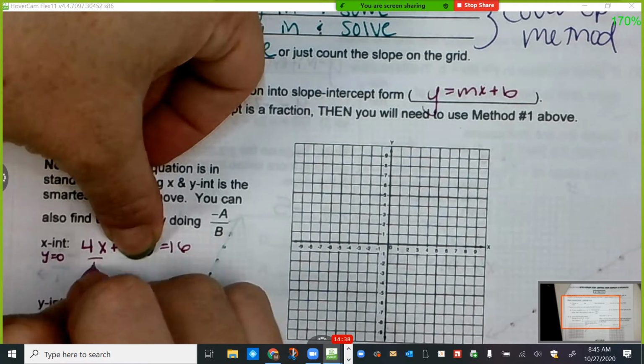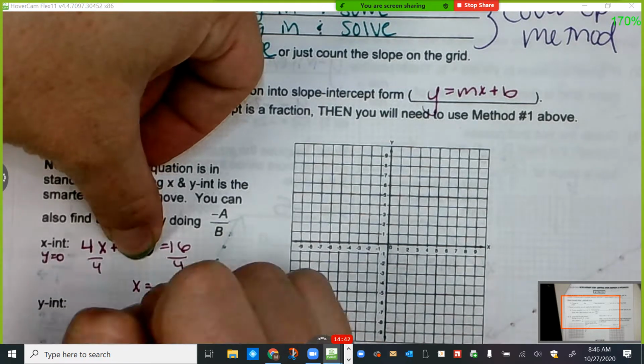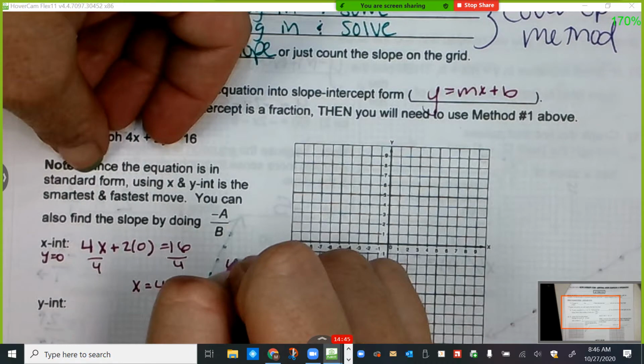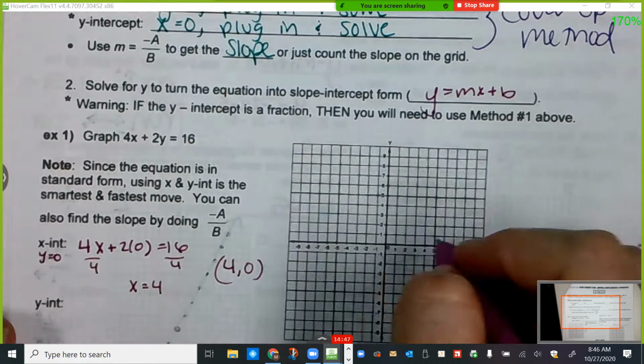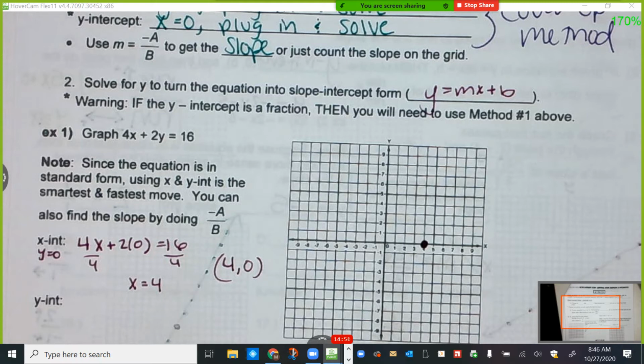Divide both sides by 4. And what does x equal? 4. So then this gives me the point (4, 0), and that's a point I can graph. Does that make sense? You can literally just cover up the other variable and solve, and it'll give you that intercept.